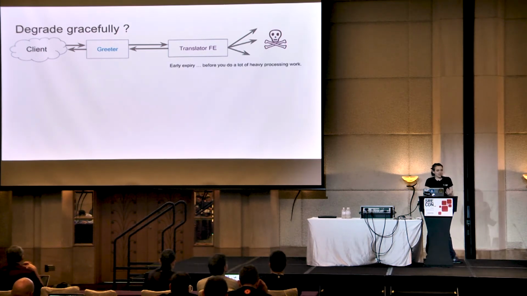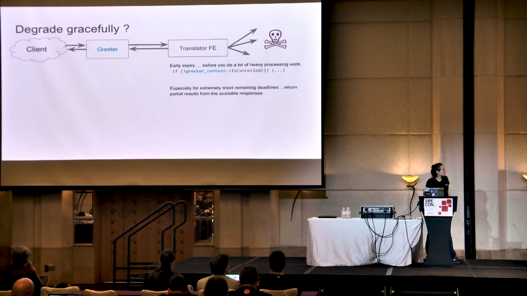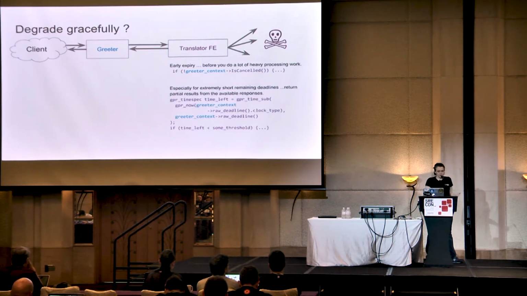So one of the things that gRPC allows you to do is set and look for early expiry. So we're back to fail fast. If the greeter context has already told you, I have no more deadline, I have moved on, you do not want to be doing a lot of heavy processing work as the translator. And if it's an extremely short deadline, you're not going to do that really expensive long callout that takes a long amount of time. Send back partial results. So in order to do this, we're going to have a quick look, see how much is left, set a threshold for what that is, and do something useful.